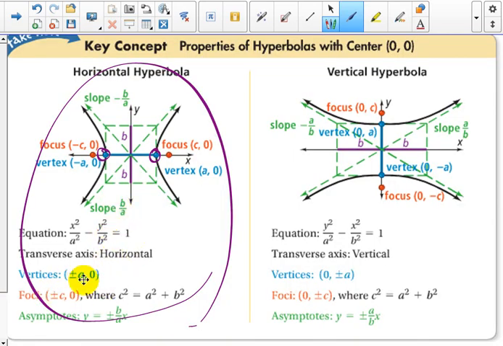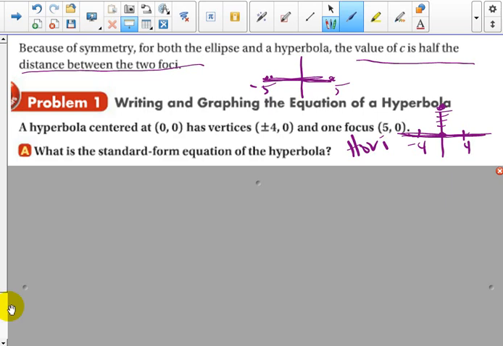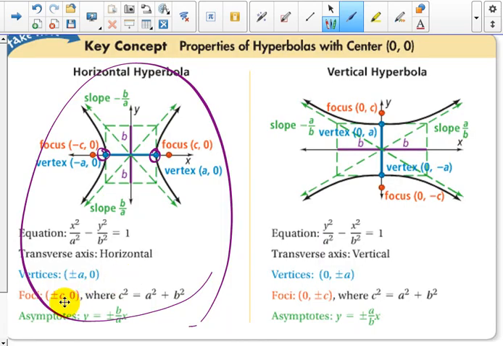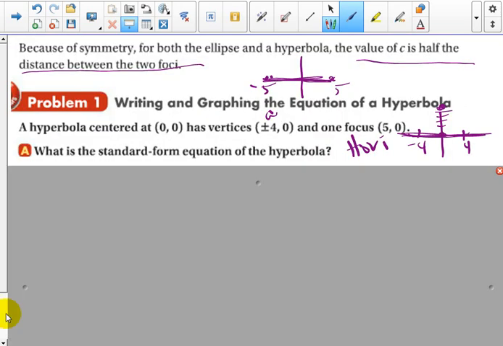If we look back, the vertices is your A. So we know that A is equal to 4. And our focus is 5, 0. So I'm going to go back again and look at the focus. Our focus is C. Wouldn't the focus of 5, 0 be on the x-axis then? Yes, thank you. Good call. All right, so there's your focus. I'll put a little X there.